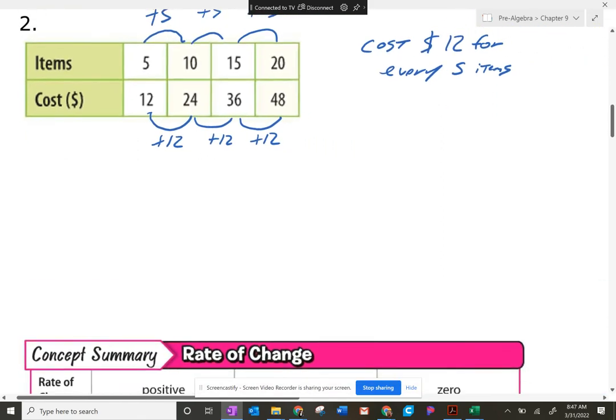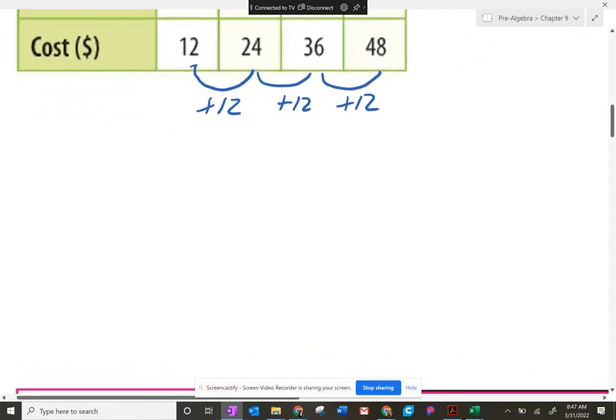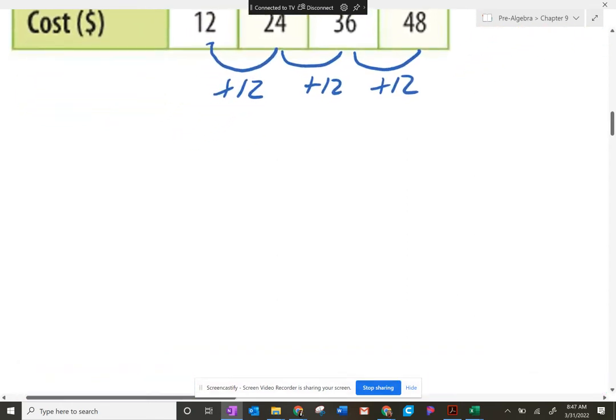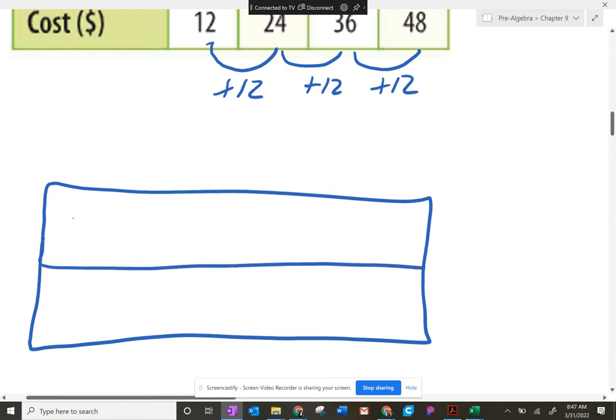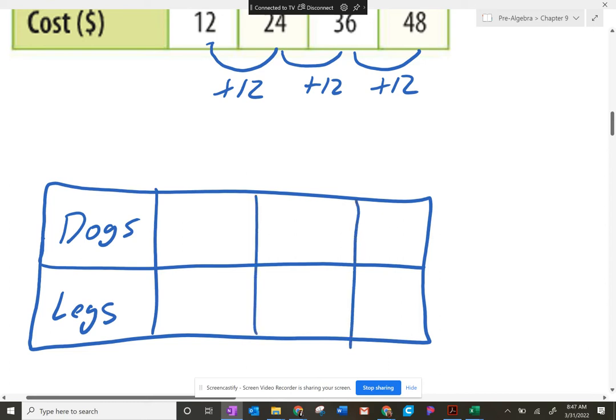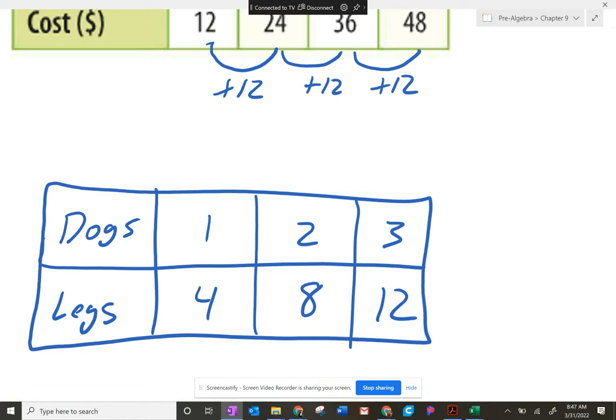Okay. You know what? I'm gonna do one more. I'm gonna make a chart for you, and I want you guys to do this one. We're gonna have a dog chart here. So I've got 1 dog, 2 dogs, 3 dogs. I want you guys to tell me, what is my rate of change when I compare dogs to legs?